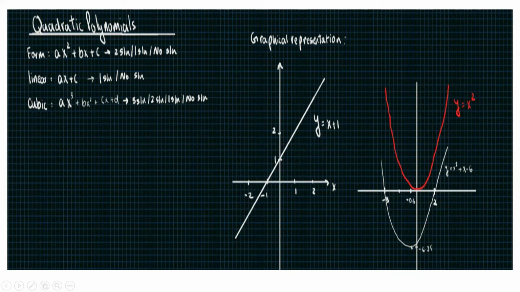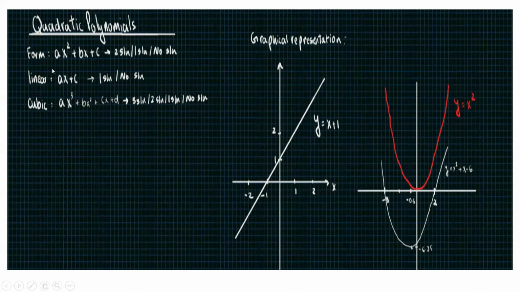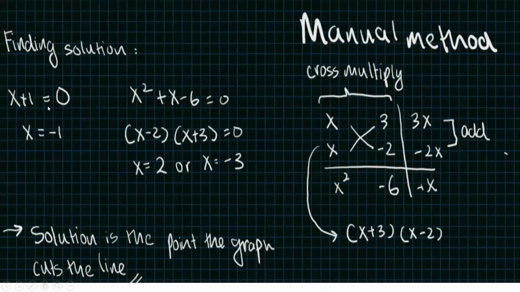For quadratic polynomials, it can cut the x-axis at 1 point, like in this representation, or it can cut at 2 points, or it can completely lie above the x-axis, or it can completely lie below the x-axis, hence no solutions. It's the same thing for cubic polynomials, but we're not going to get into the graphical representation right now. So like I said, for finding the solution, you equate it to 0, or when it cuts the x-axis is when y equals 0. So x plus 1 equals 0, and then you can solve it for x equals minus 1.